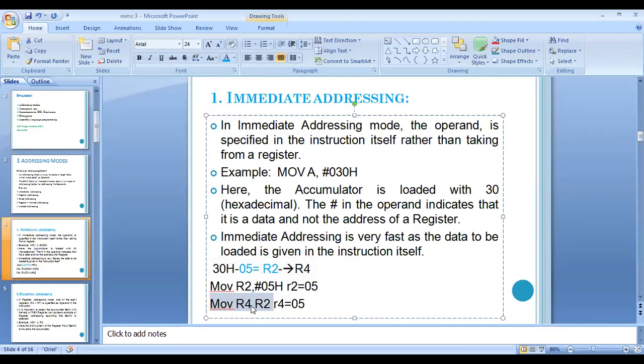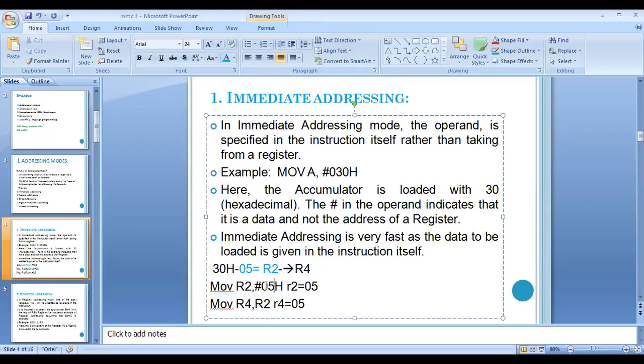So for the register addressing mode I have to write MOV R4, R2, which means whatever value is stored in R2 is going to be copied into R4. After execution of this instruction, my R4 becomes 05. But in the instruction I have to mention the name of the register. That's why it is a register addressing mode.